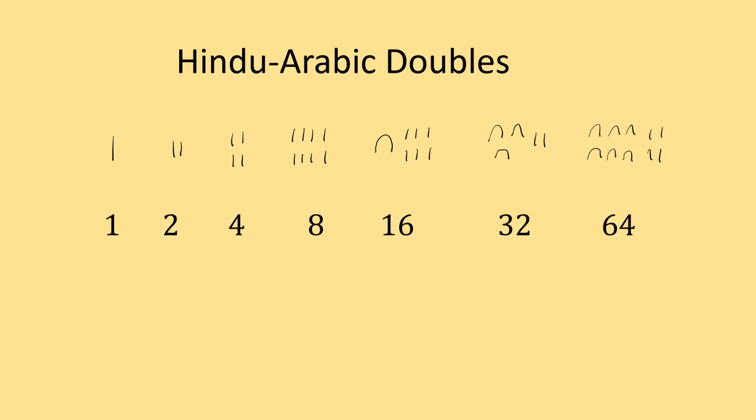So if we write the Hindu-Arabic numerals below the Medu Neter numerals, we see the pattern: 1, double 1, we get 2, double 2, we get 4, double 4, we get 8, double 8, 16, from 16 to 32, and 32 to 64. And if you remember, the Hindu-Arabic system is a place value system. So for a number like 64, we have 6 tens and 4 ones, with the 6 in the tens place and the 4 in the ones place. In the Medu Neter symbols, we have 6 groups of 10 and 4 groups of 1, and both represent 64.